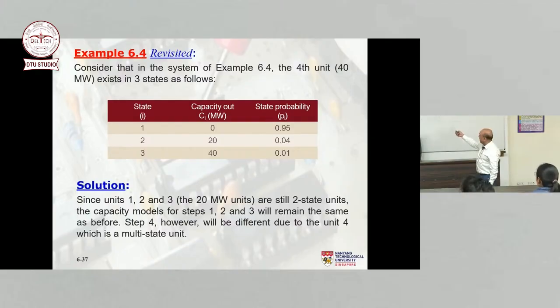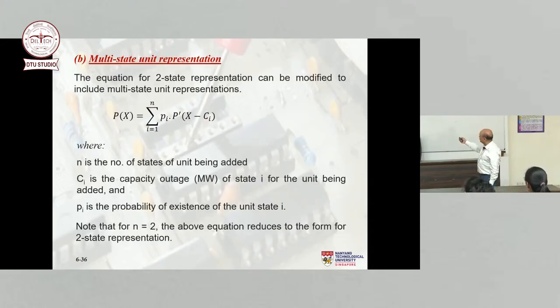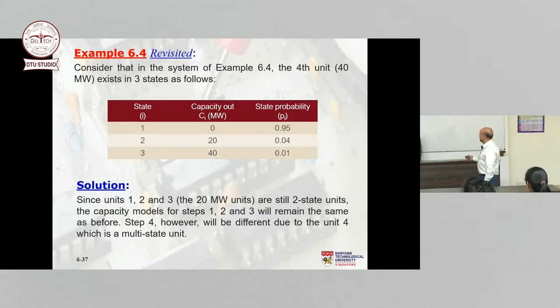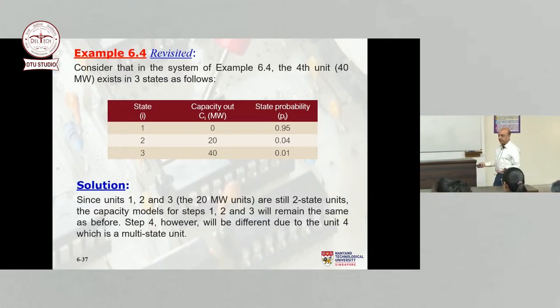So the state is I, the capacity outage is CI, and the probability of that capacity outage is PI. Clear? Those are the things that we will need for this equation: the small PI, state probability, and the small CI, the capacity of that particular state being out. Since the first 3 units, the 20 megawatt units of that example, are still the same, steps 1, 2 and 3 will remain the same as before. It's only step 4 which will change.